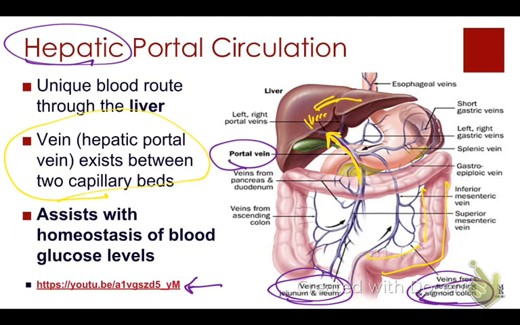I think it's actually pretty interesting because this is the only place that we see this type of pattern of blood circulation where we have a capillary bed in your intestines and a capillary bed in your liver, and what connects those two is a vein. Normally you would have artery, capillary, vein, and then back to the heart. Here we go artery, arterioles, capillary bed in the intestines, portal vein, capillary bed in the liver, and then back to the vena cava.